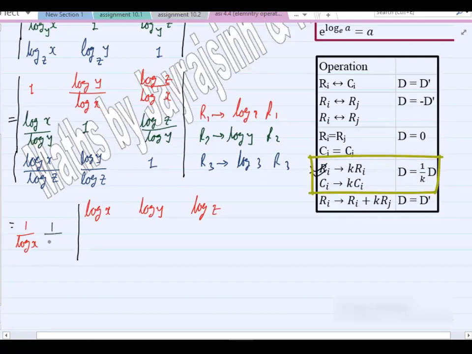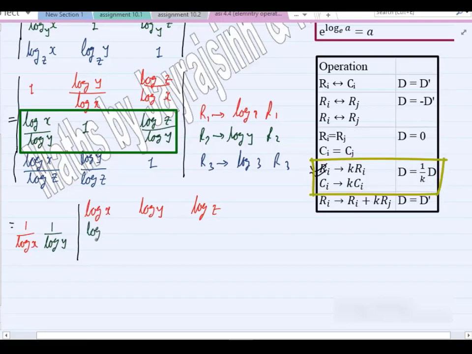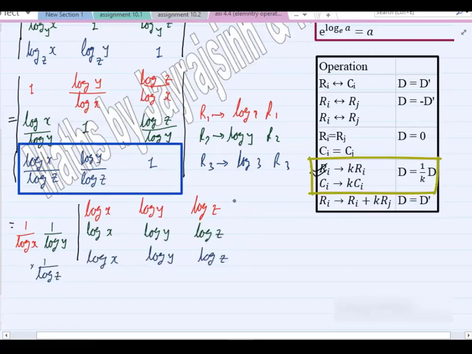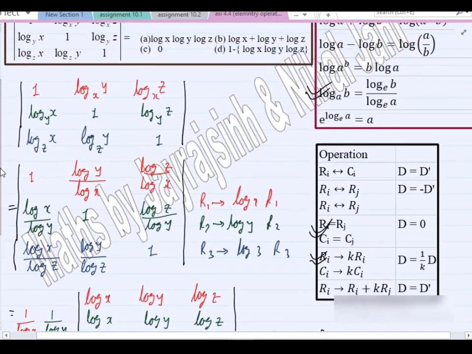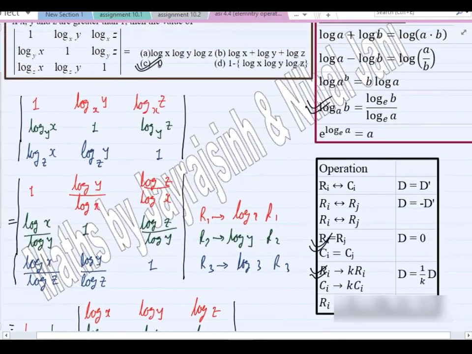Same thing with the second row: divide by log y, multiply log y, and your third row, right? Okay, now as you can see, the first, second and third rows are equal to each other, and when two rows or columns are equal to each other, then your determinant will be 0. So tada! Option C is your final answer.